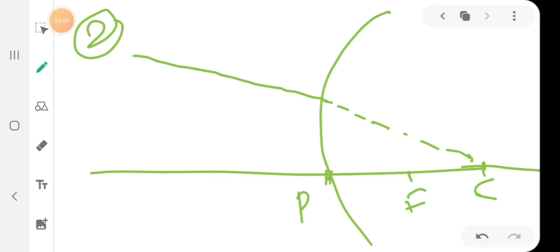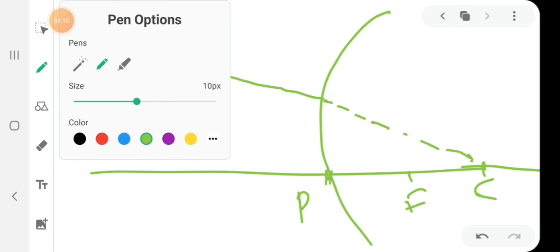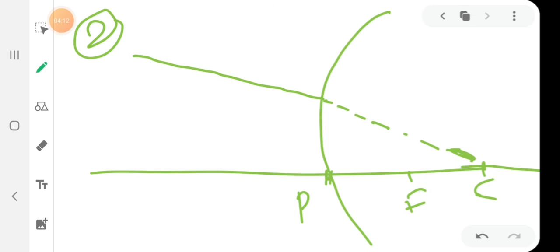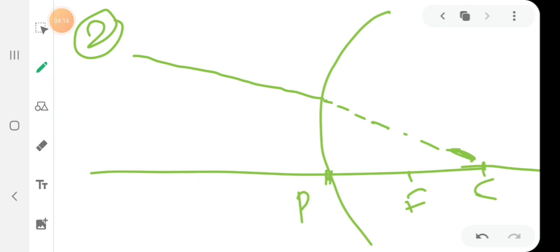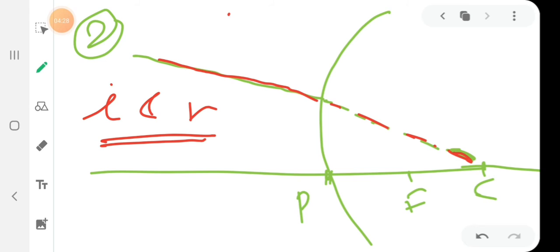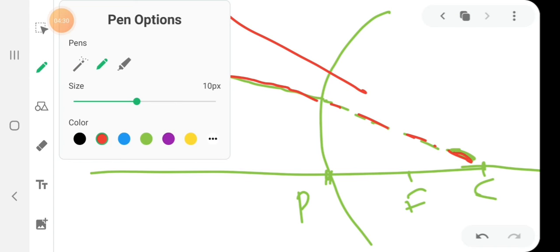So the next thing we get is that the same ray is reflected on that path. The reflected ray can retrace the path. It means that the incident ray and the reflected ray both retrace each other's path.